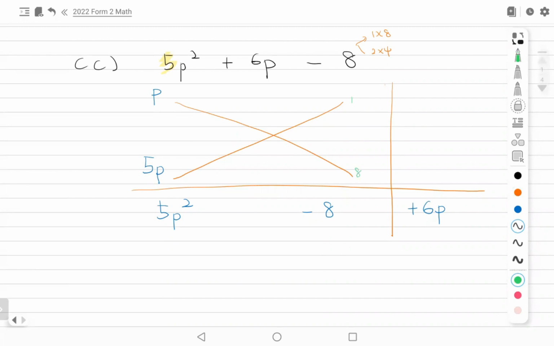Okay, then you check the number. When we multiply, this is 5, this is 8. 5 and 8 cannot make 6, right? Plus or minus, I don't think it's possible. So don't choose this. Then you swap it, 8 and 1. 40 and 1, again not possible. So 2 and 4. Try like this. Is it possible? 2 and 4.